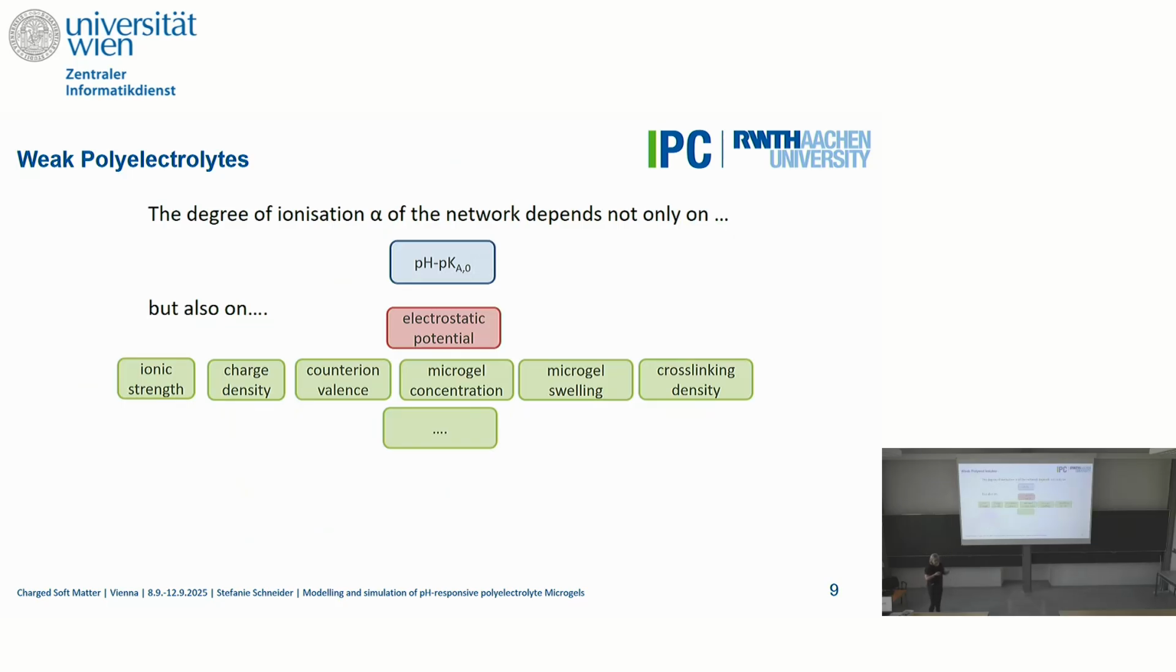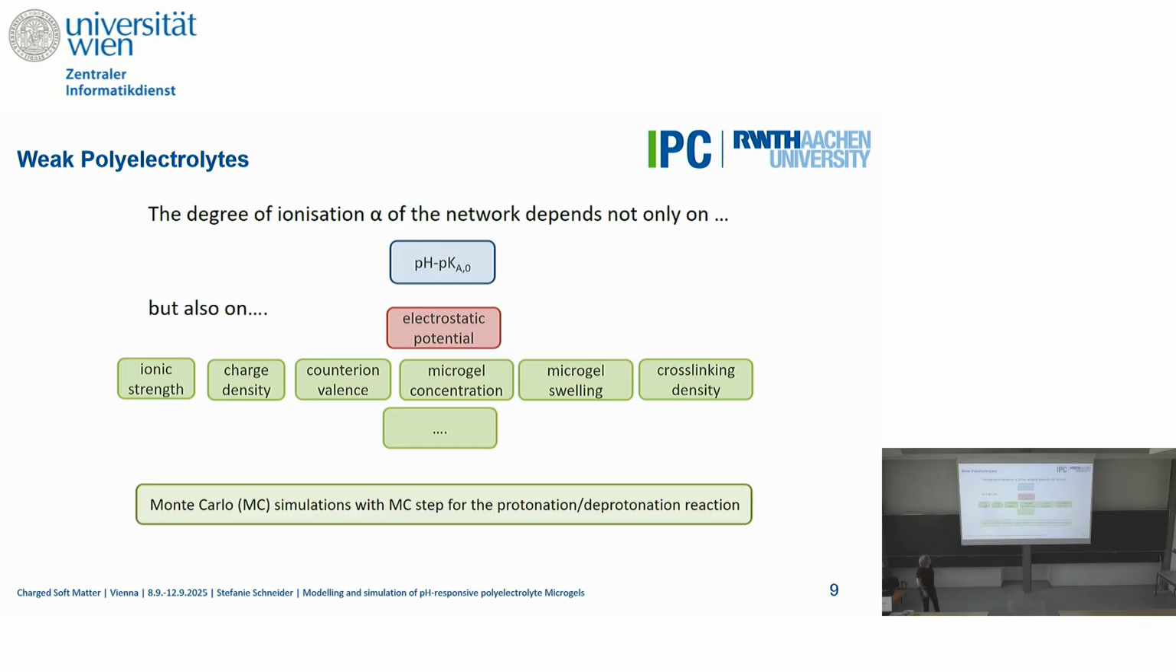So basically, if we want to do a simulation, we not only need to take into account the pH with respect to the pKa value, but also the electrostatic potential at the point where we want to deprotonate or protonate the respective monomer unit, which depends on a lot of things like the ionic strength of the system, charge density, microgel swelling, and so on. So we thought we need to get the protonation, deprotonation, and the ionization of the system as an outcome of the simulation rather than an input parameter.